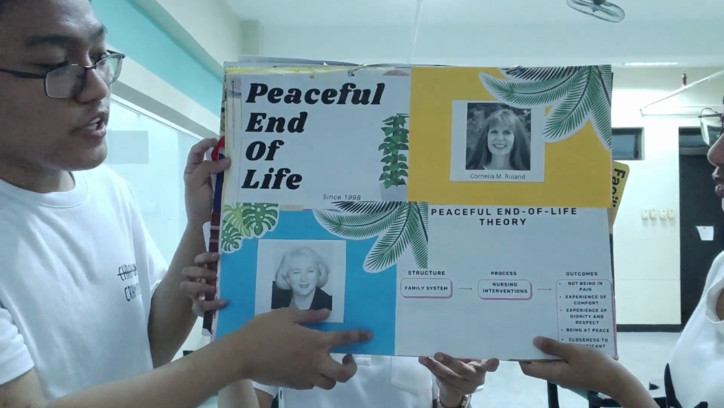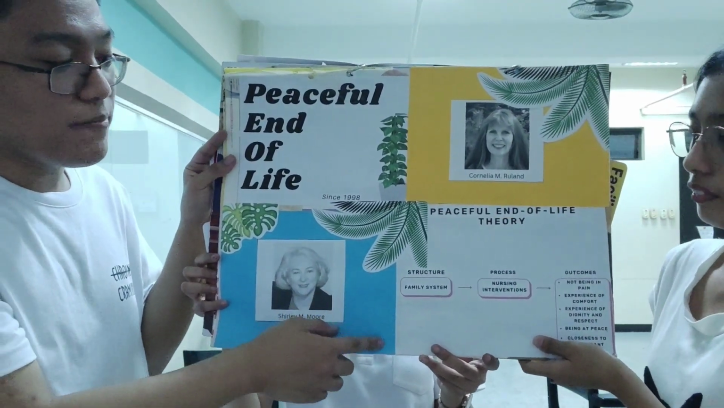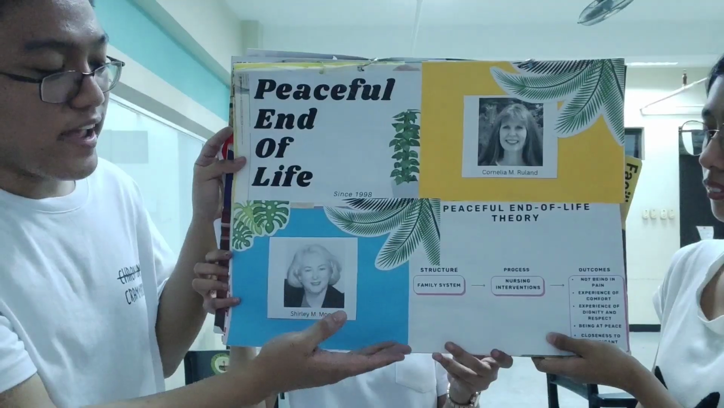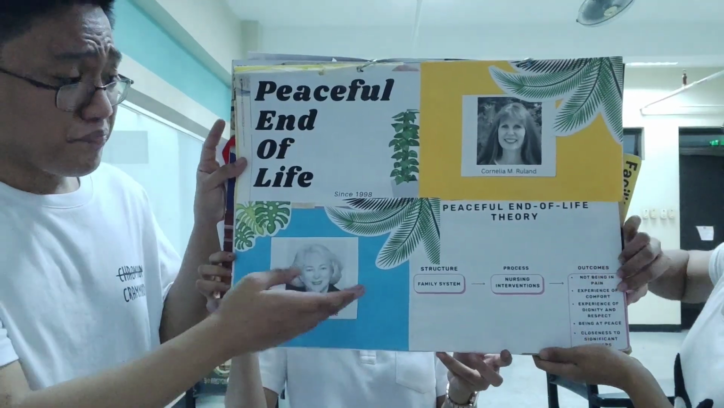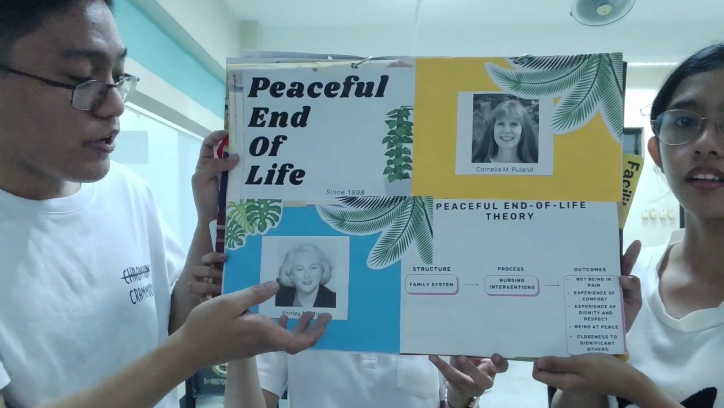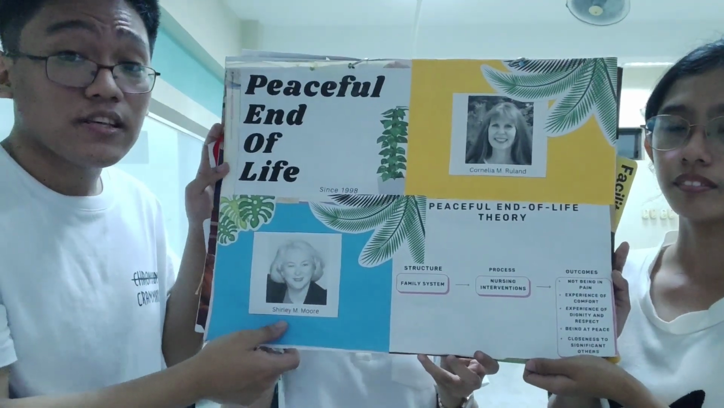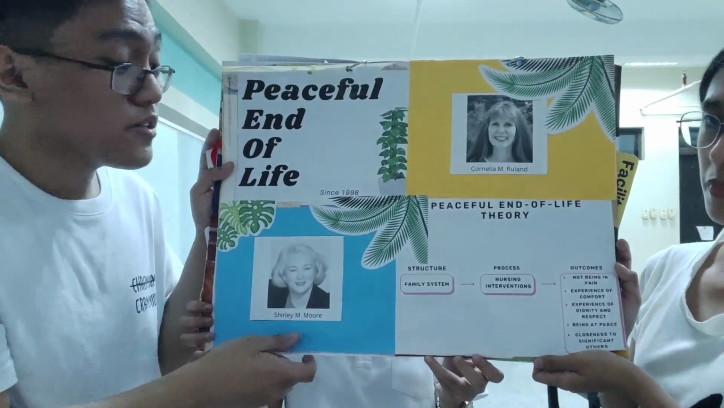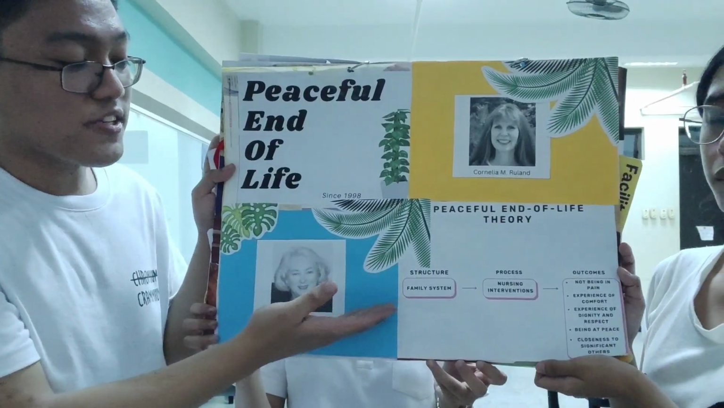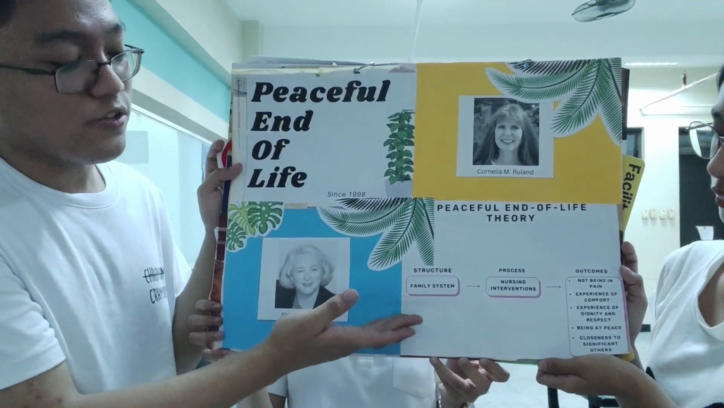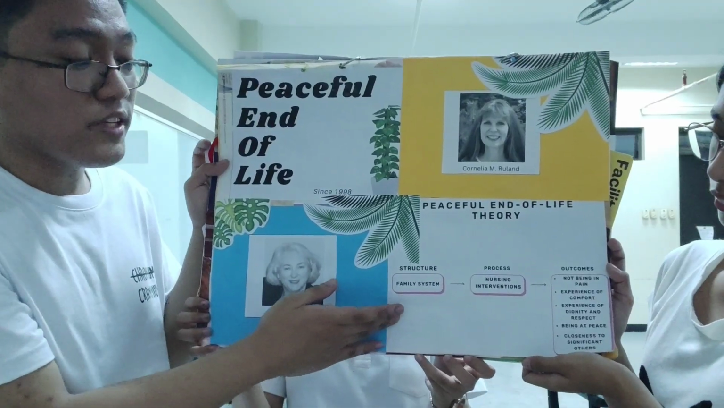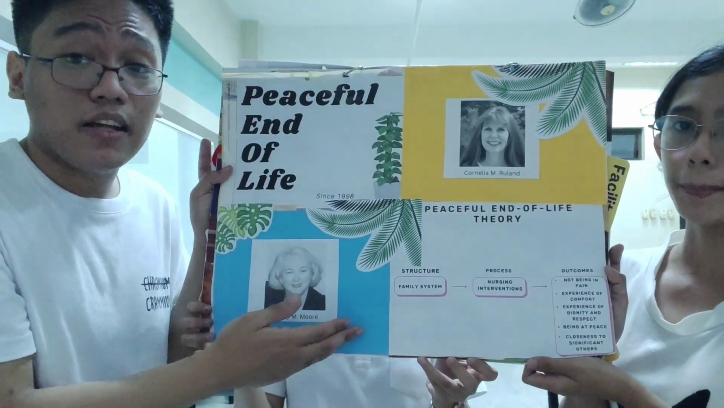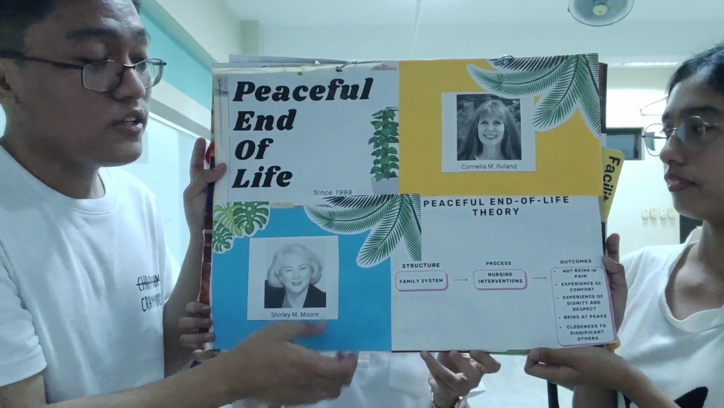The Peaceful End of Life theory is primarily based on Donabedian's model of structure, process, and outcome. Rutland and Moore incorporated 3 components to make quality healthcare for terminally ill patients. In the theory, the structure setting is the family system. The family system does not only focus on the patient itself, but also on the significant others and the family members of the patient.